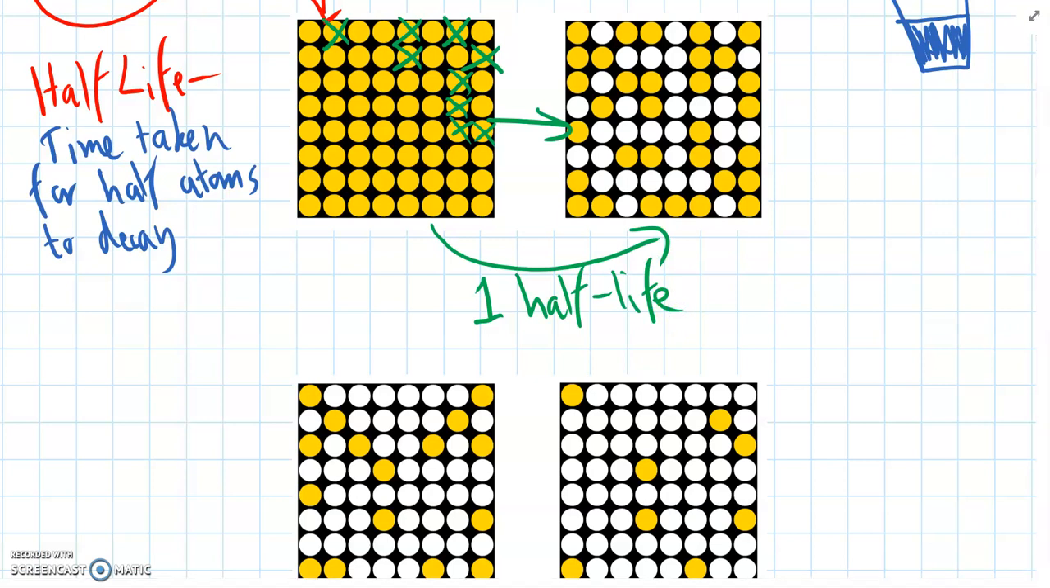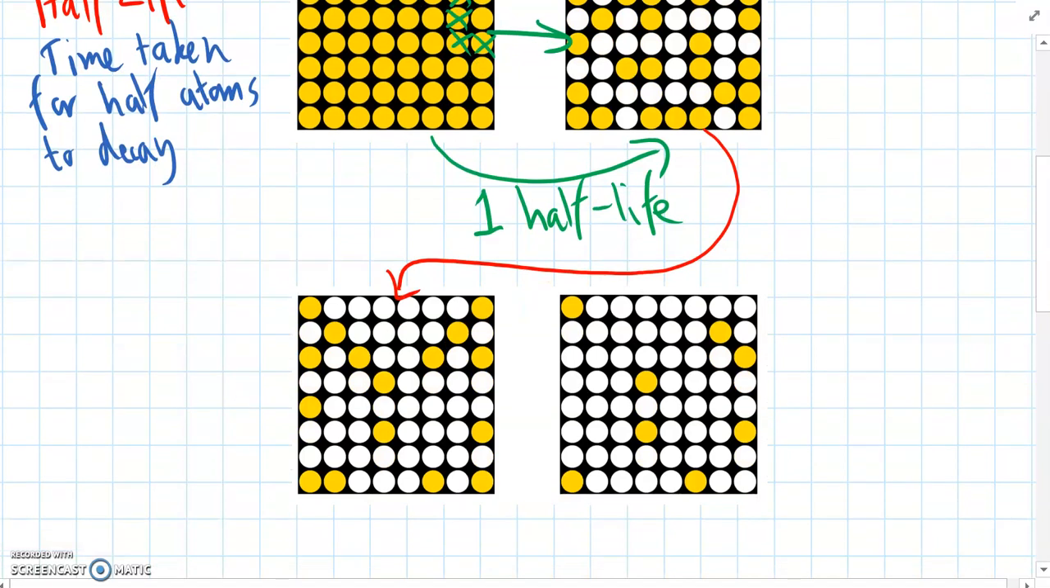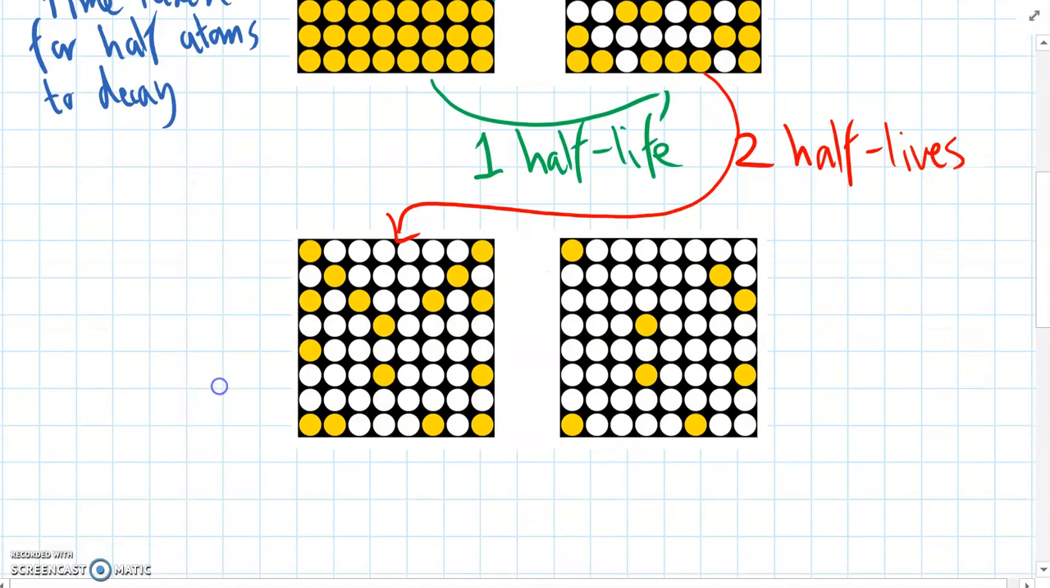And then if we keep waiting and keep waiting, then half of those will eventually decay. So there's only a quarter of the atoms left radioactive. All the other ones are stable now. So that time we'd have to wait 2 half-lives. So a half-life is really just a measurement of time. And then finally, half of those would eventually decay, and we'd have to wait 3 half-lives for that.